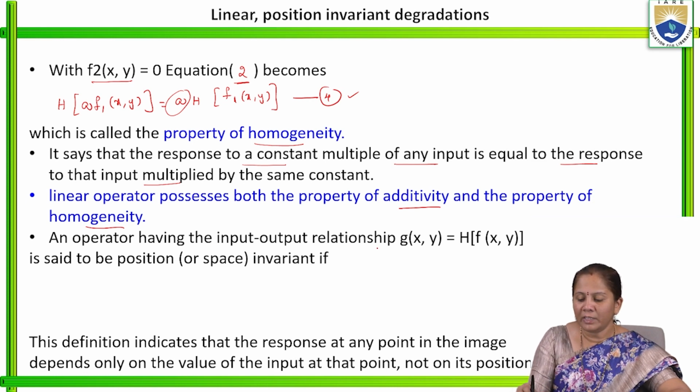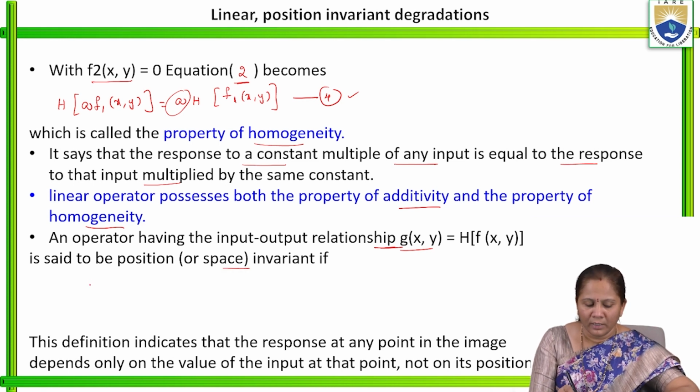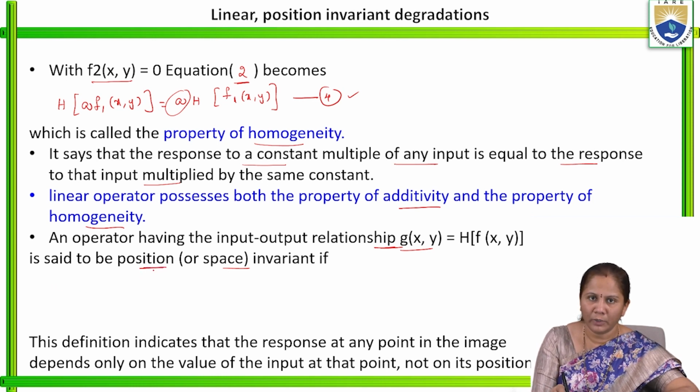An operator having the input-output relation g of x comma y is equal to h of f of x comma y. What about eta of x comma y? Here we have considered only the degraded image and the additive noise eta of x comma y is made as 0. That is why we get the output relation g of x comma y is equal to h of f of x comma y. It is said to be position invariant if, and here we have to write the condition for position invariance.